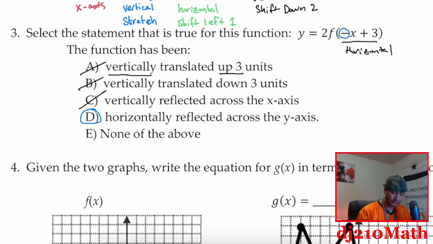So here's something to consider. The function, if you factor out the negative, you get x minus 3. So this is a horizontal reflection across the y-axis, and then this is going to shift to the right 3 units. Okay.